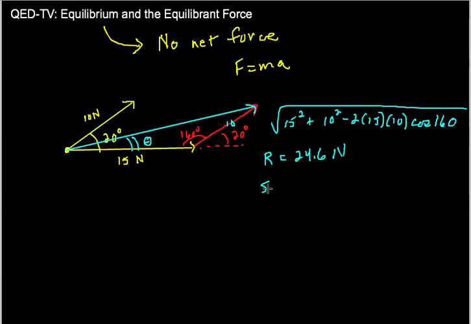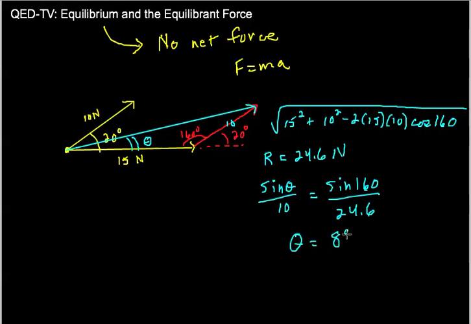So the sine of that particular angle over its opposite side, which was 10, should equal the sine of another angle in the triangle, and we'll use that 160 because that's the only one we know, sine of 160, over the opposite side, which we just figured out, 24.6 newtons. So I can take sine of 160 times 10 and divide it by 24.6, and then I'll take the inverse sine, and I will end up getting an angle of about 8 degrees.